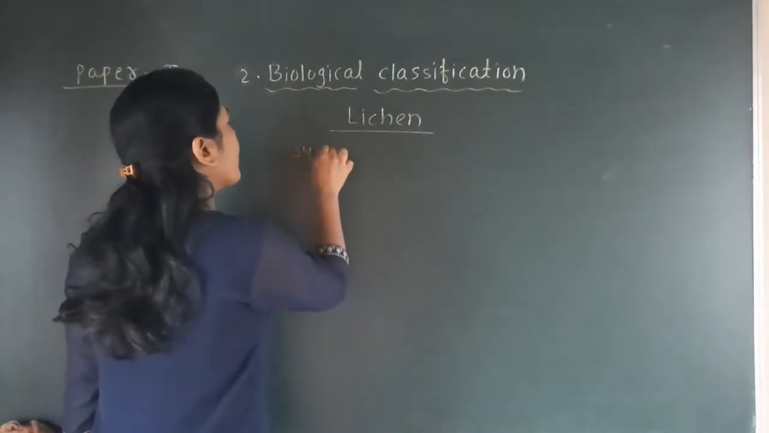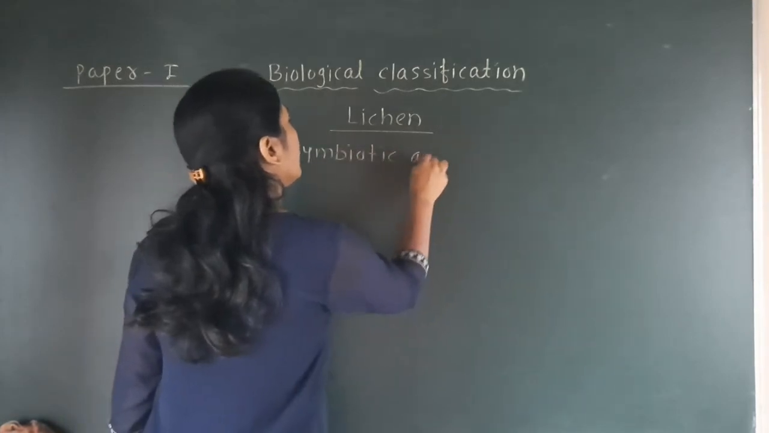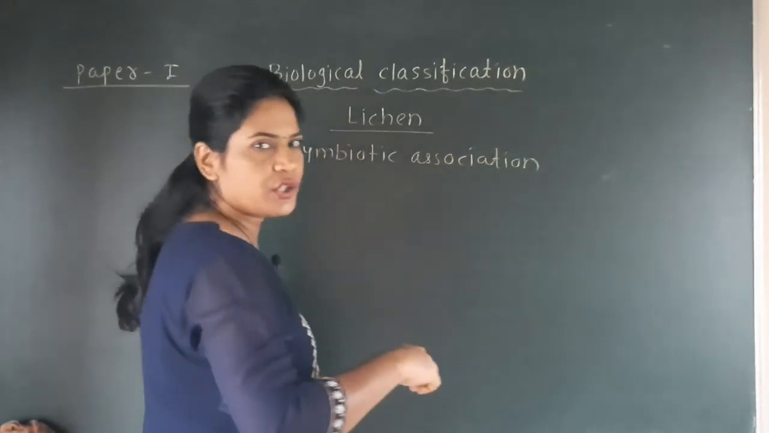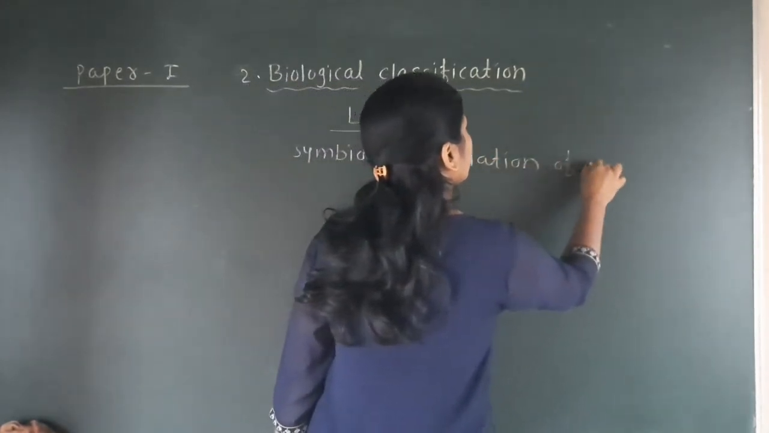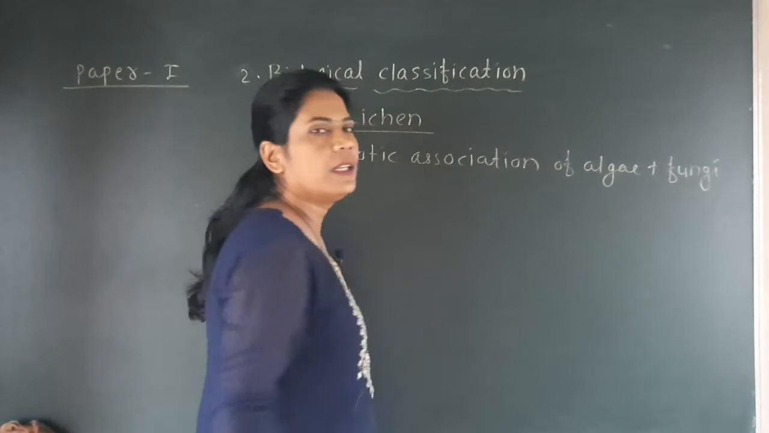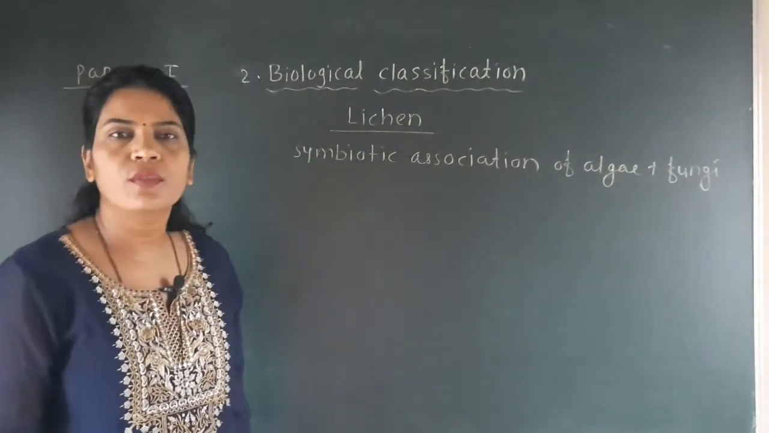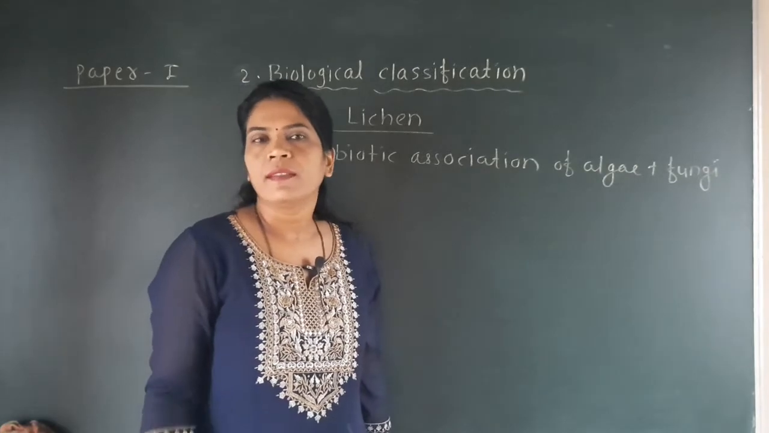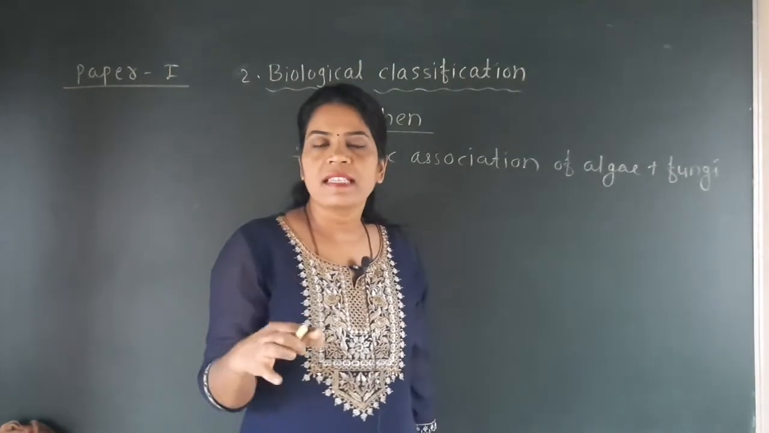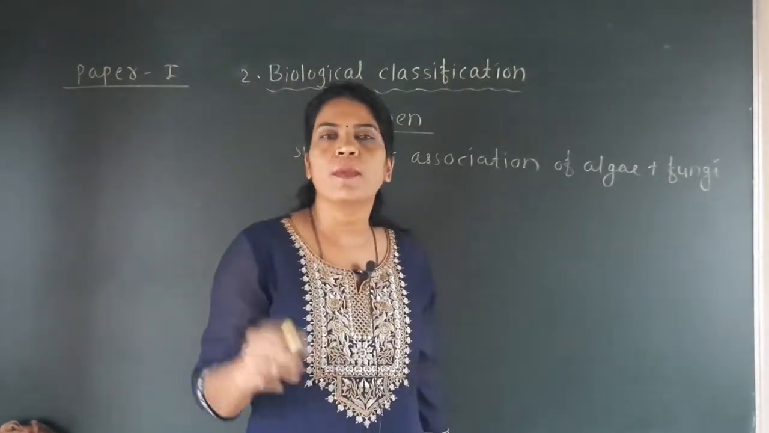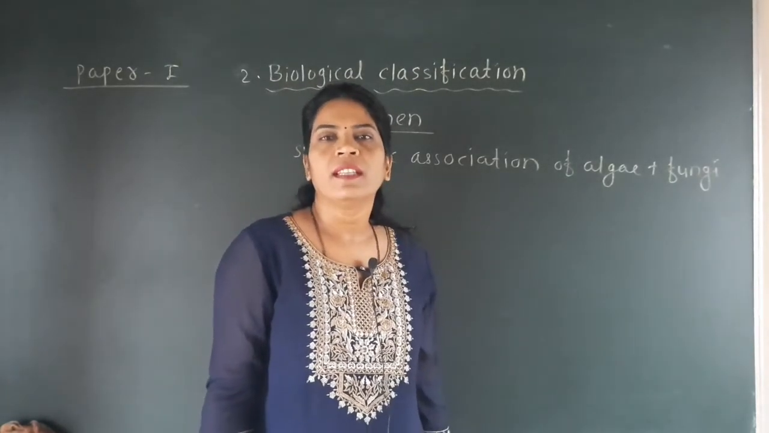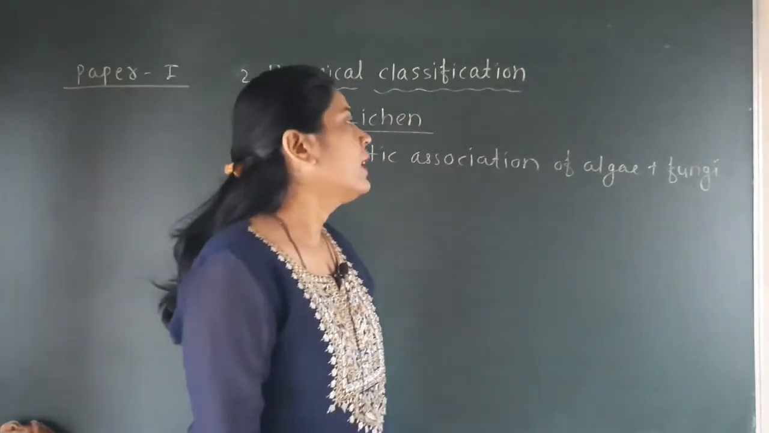So what is lichen? Lichen is symbiotic association of algae and fungi. That means lichen is not found in isolation. It is generally considered as a fungus, but it always shows symbiotic association with other organisms. Generally, lichen is found in association with the algae, so it is symbiotic association of algae and fungi.